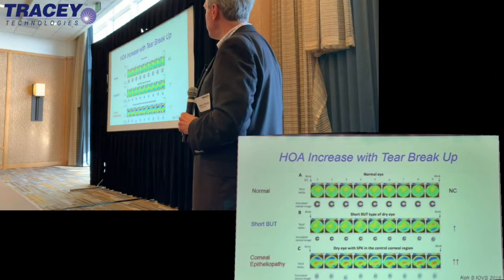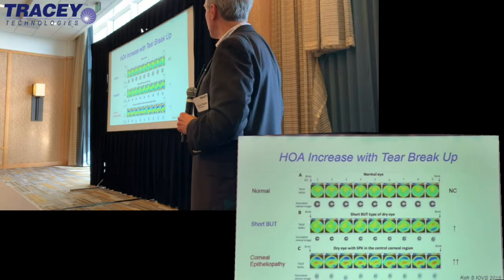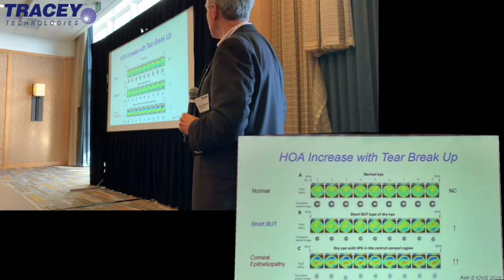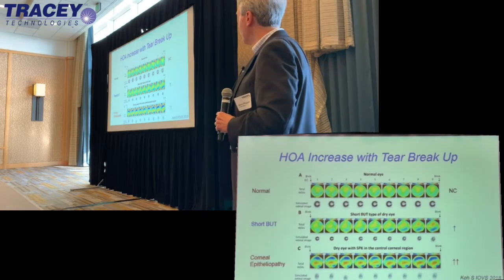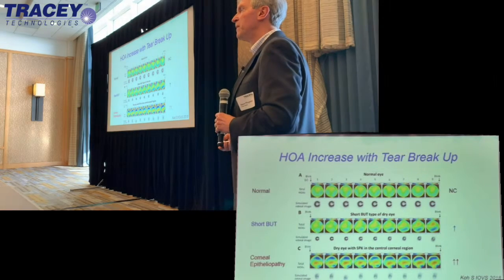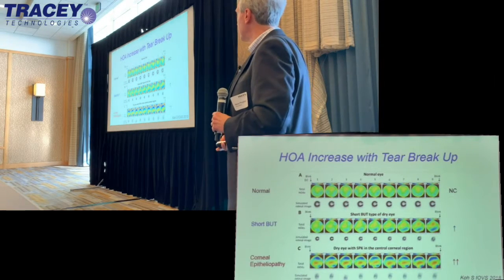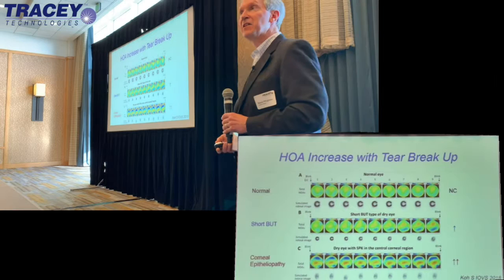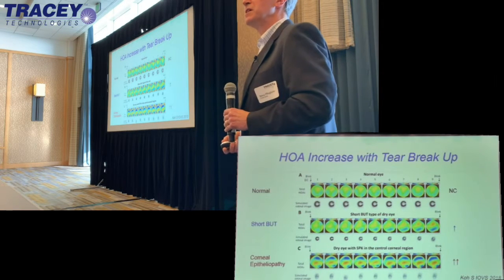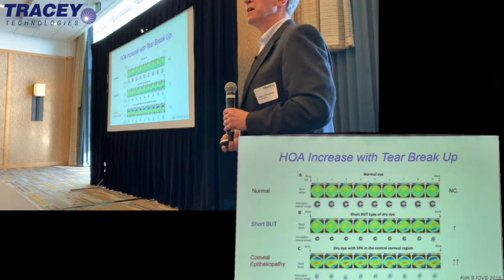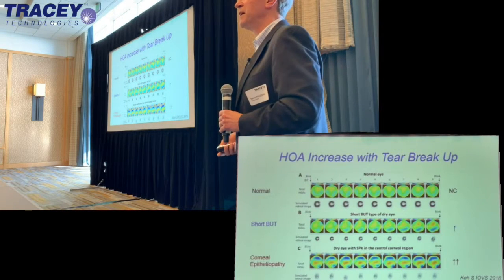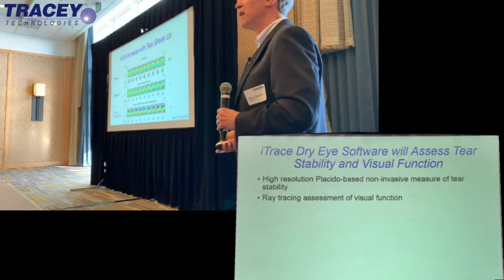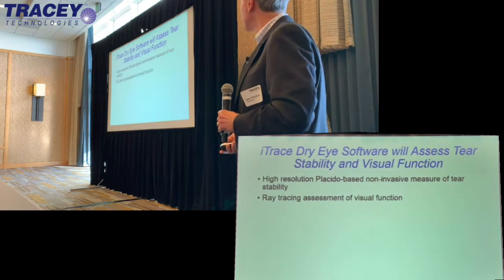But in the short BUT group, you can see higher order aberrations were greater to begin with and then increased with time, and there was a clear degradation of the image, which even worsened further when there was central epitheliopathy and tear breakup time. So hopefully in the design of the Tracey software package, it'll take into account being able to actually look at the ray tracing and give us an index of visual function.